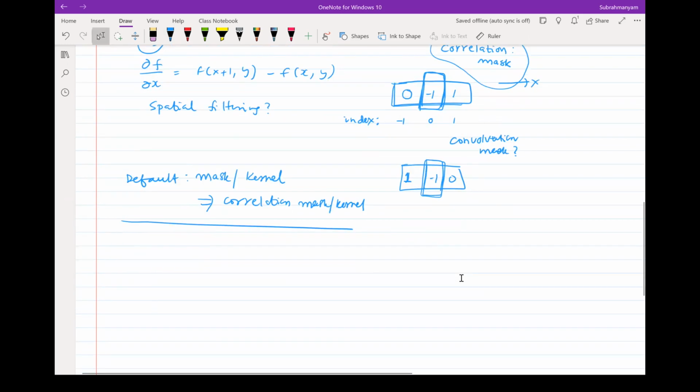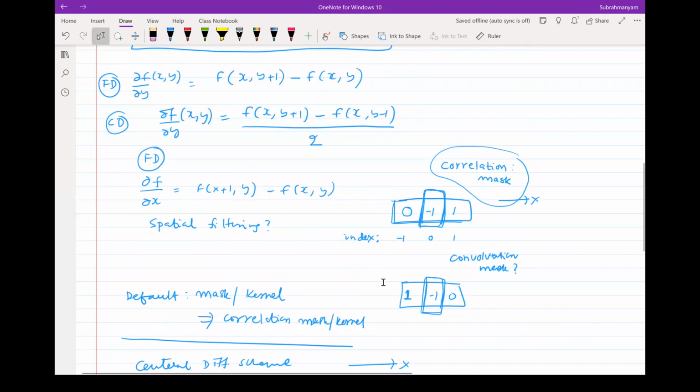So now let's write the mask, again for computing it in the horizontal direction, dou f by dou x, using the central difference scheme. Again, I'm not telling you anything, so you assume it's a correlation mask. Now you tell me what would be the values for the correlation mask for the central difference.